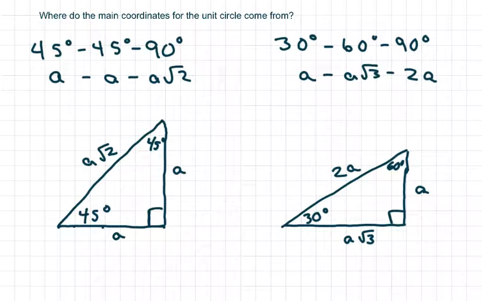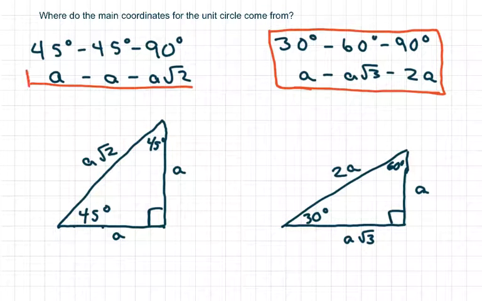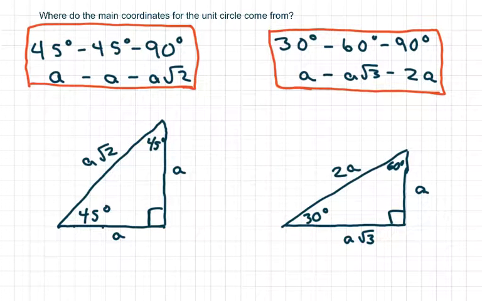Hi everyone. I've been getting a lot of questions about where the main coordinates for the unit circle come from, and basically they come from the special right triangle formulas. If you want to know where this comes from, I have another video called the generator of special right triangles. So if you want to know exactly where these formulas come from, you can watch that.